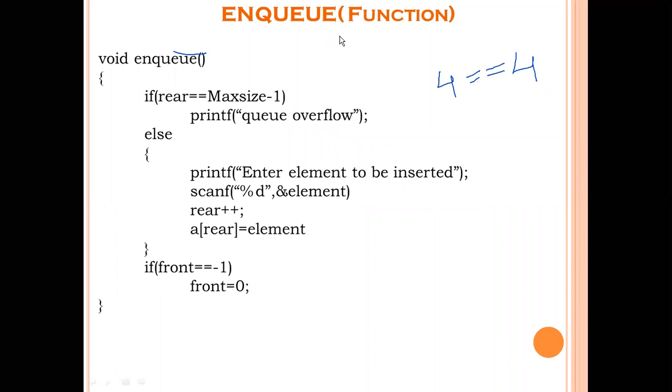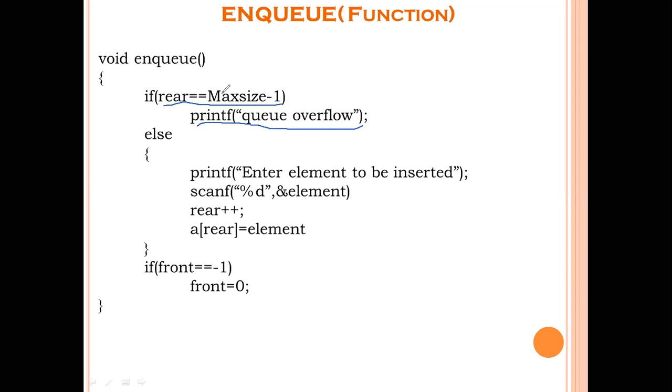Now let us see the function for Enqueue. So whatever may be the operations we have performed till now on the queue, they are going to be represented in the form of a function. First, what is the condition we are checking every time while performing the insertion into the queue? We are checking rear equal to maximum size minus 1. When the rear equal to maximum size minus 1, we cannot perform the insertion as the queue is already full.